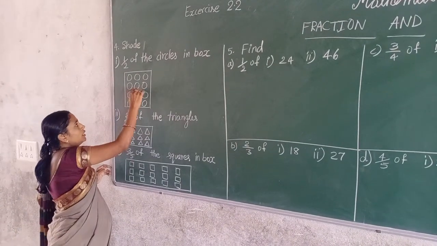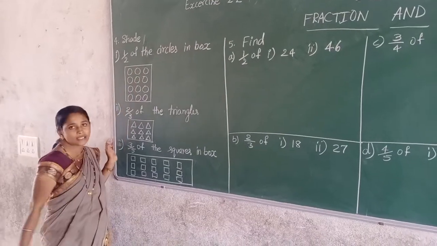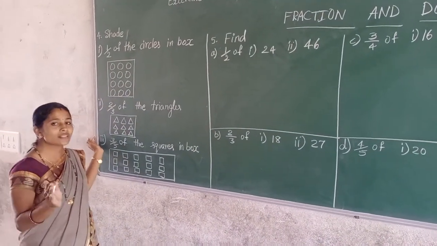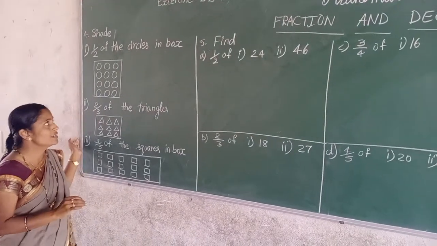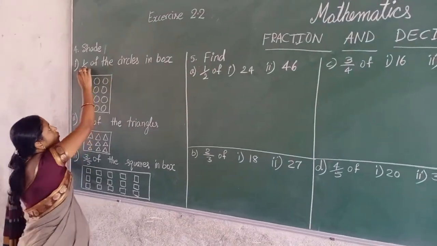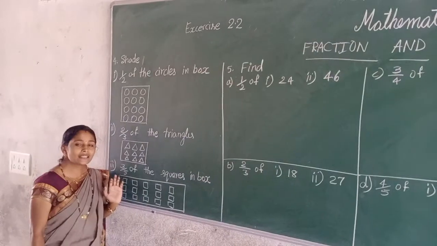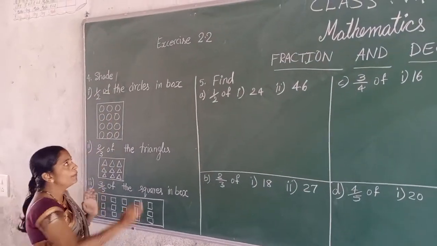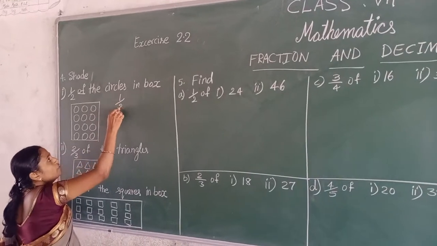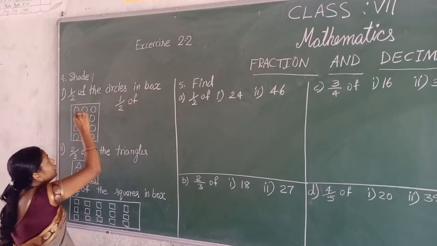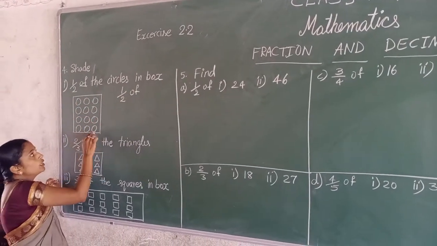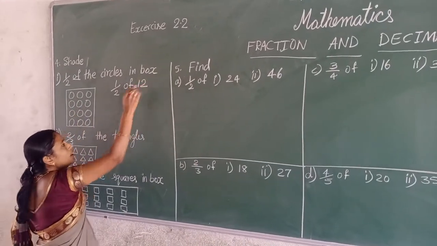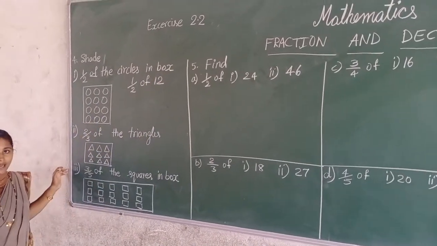If you are making it half, you are going to get these 6 circles. But how did we get that 6? You must know the procedure. That is very important. Now, half of the circles. As I have explained to you, the word "of" indicates multiplication. Half of, how many are there in total? Total circles are 3 fours are 12. Total circles are 12.